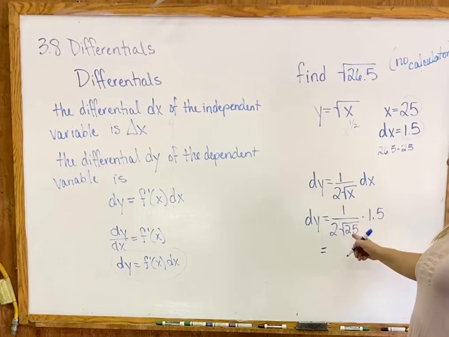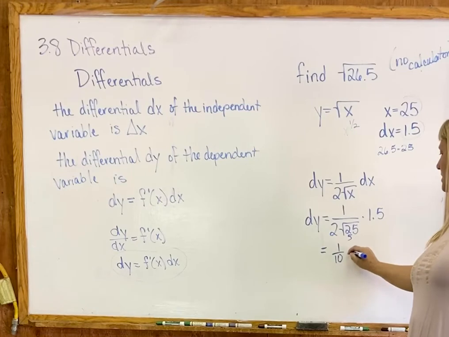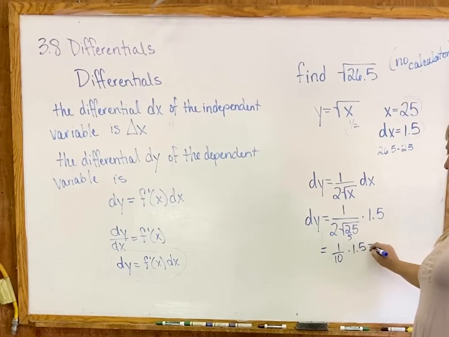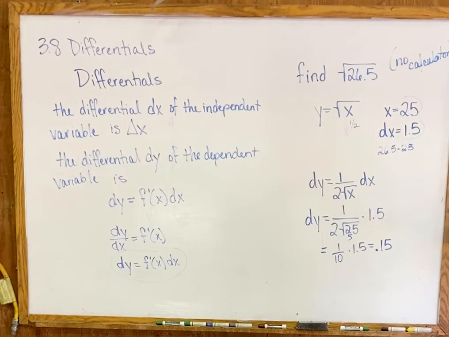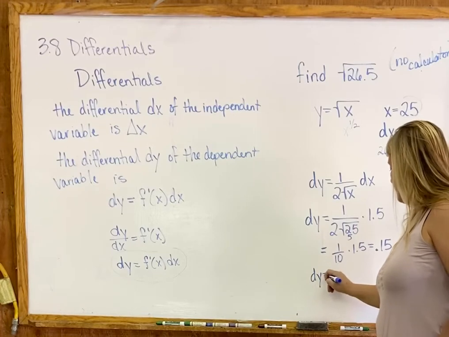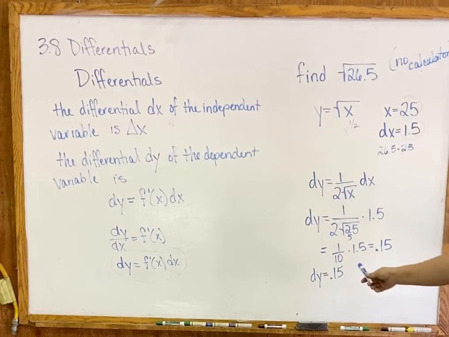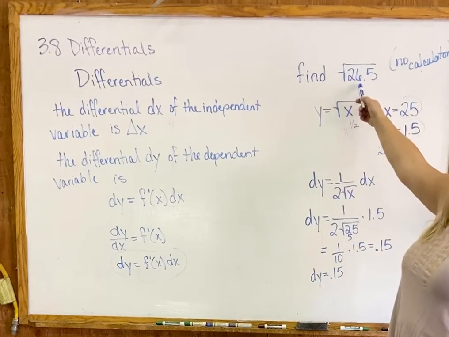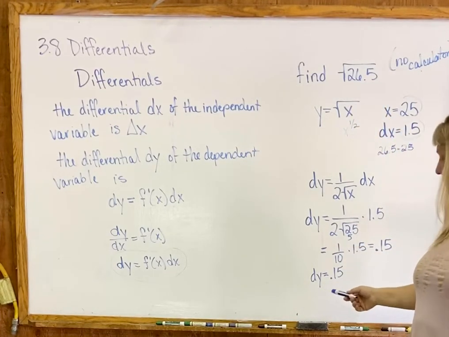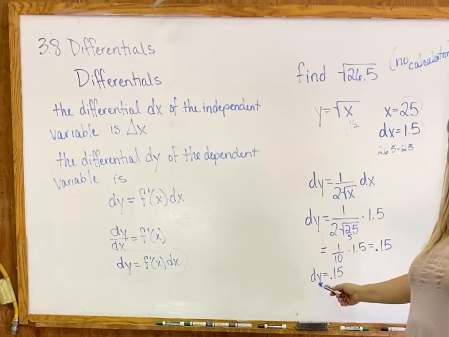So let's see what happens. That's going to be 1 over 2 times 5, so 1/10, so 1/10 times 1.5, which will be 0.15. Now, the thing to keep in mind is that this is not the answer to the problem. Is the square root of 26.5 equal to 0.15? No, this is the change in y.